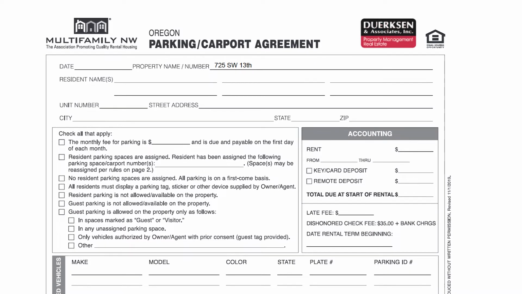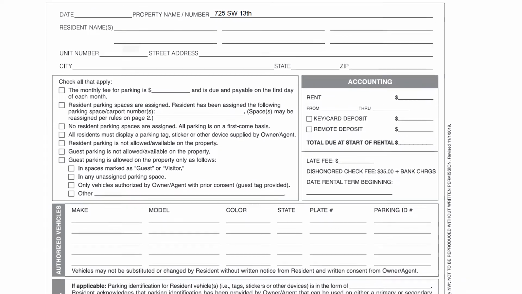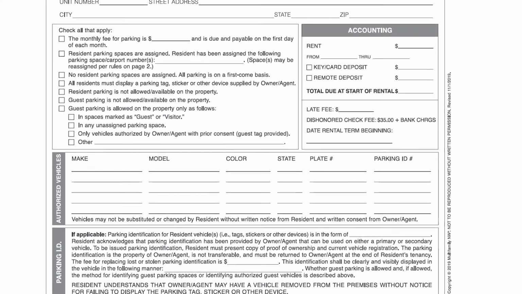Parking and use of vehicles. If there's a parking lot, the renter agreement will specify the parking policy. If there's not a parking lot, all parking is on the street. We ask that you never park your vehicles on the lawn. All visitor parking is street parking.